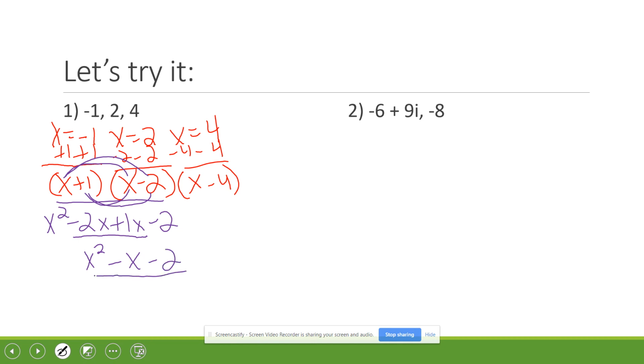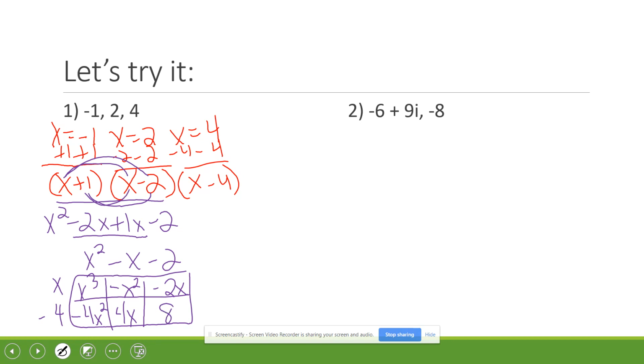Now I need to multiply that by the x minus 4 to get my final answer. I'm going to go ahead and use this box method. I have x squared times x is x cubed. x times -x is -x squared. x times -2 is -2x. -4 times x squared is -4x squared. -4 times -x is +4x. And -4 times -2 is +8.